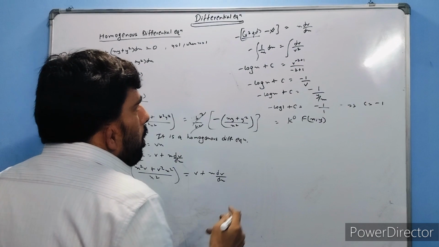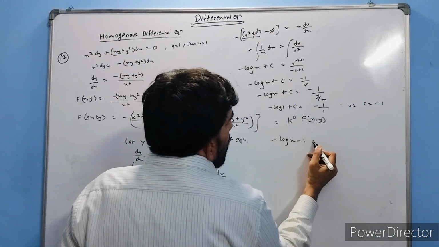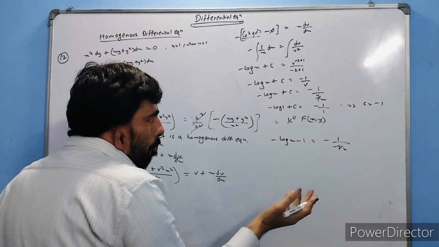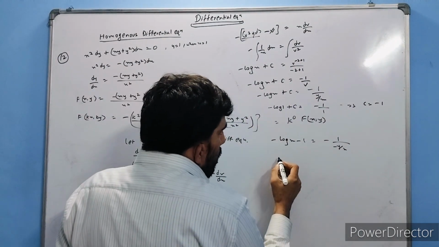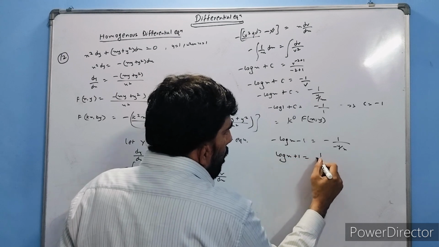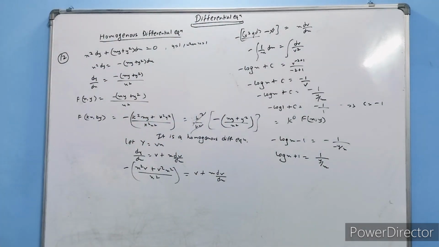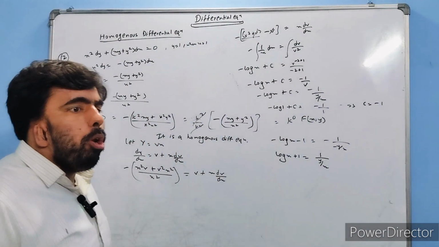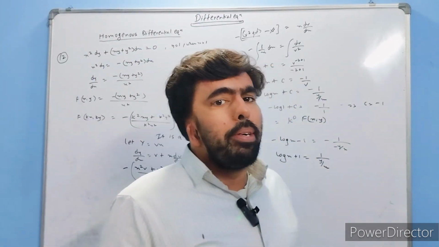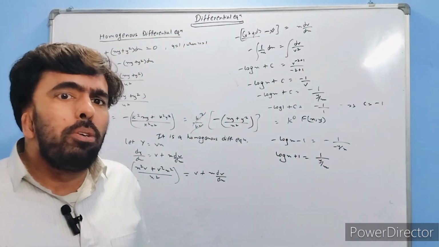Okay, so I can put this value here. It is minus log of x minus 1 is equal to minus 1 upon y upon x. What we can do? We can easily take the minus sign outside. So we have log x plus 1 is equal to 1 upon y upon x. So that is how we are able to find the general solution. If we are able to find that the given differential equation is homogeneous, we can easily find its general solution. Okay, so now let us try to solve the next one.